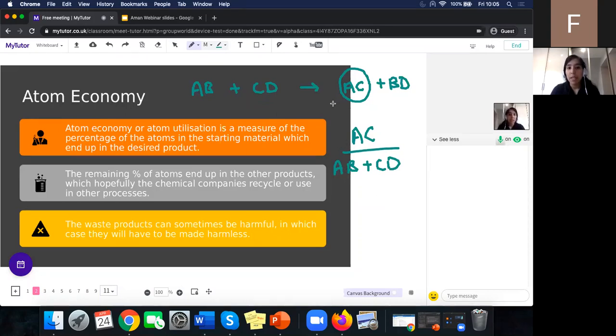So it's the percentage in the required product divided by the reactants. So we use the MR to help us with that. And the waste products can sometimes be harmful, in which case they will have to be made harmless. So something like sulfur dioxide is harmful to the environment. It produces acid rain. So we tend to remove that from the atmosphere.